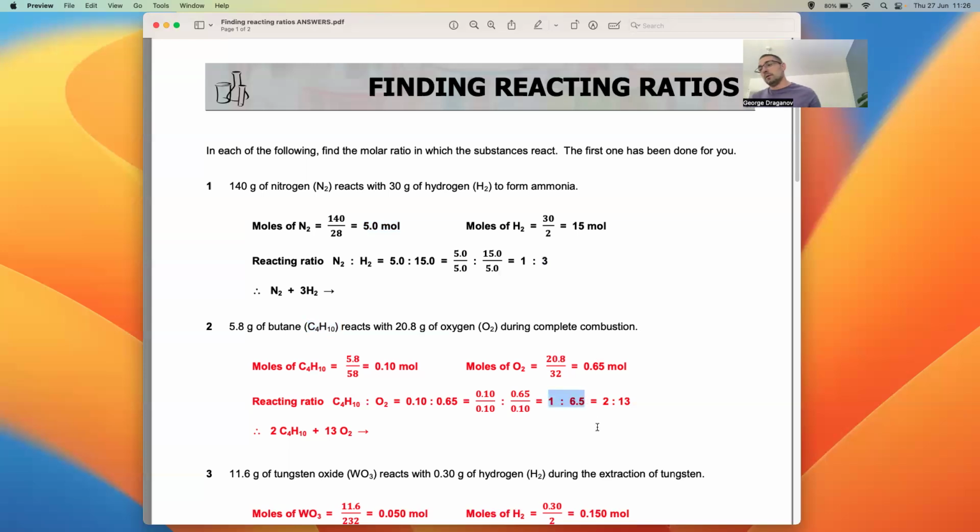Now, something interesting has happened. You've gotten a 0.5. Do not round it. If you get a 0.5, you double everything, because we want the simplest whole number ratio, not decimal. So 1 times 2 gives you 2, and 6.5 times 2 gives you 13. So when you write out the equation, we have 2 moles of the butane, so it's 2 in front, and we have 13 of the oxygen, so we write 13O2. And it's not very difficult at all. So divide by the Mr to find moles, divide by the smaller number. If you get a 0.5 or something like a 0.3, you might need to double or triple it.